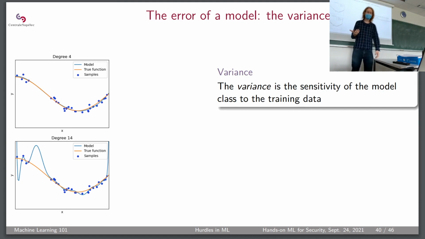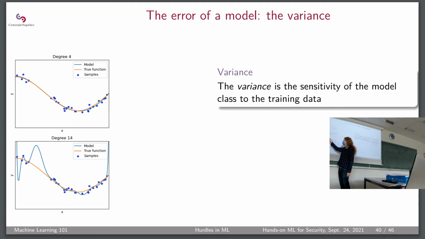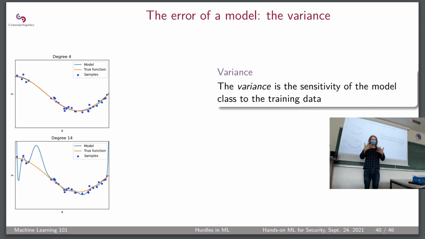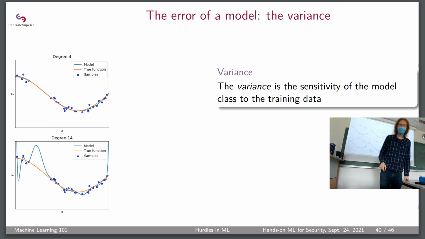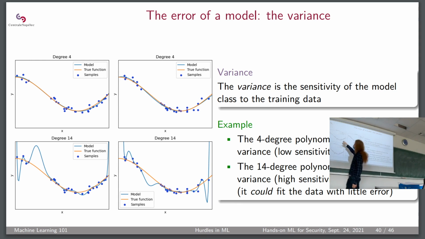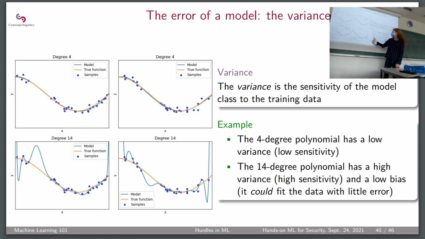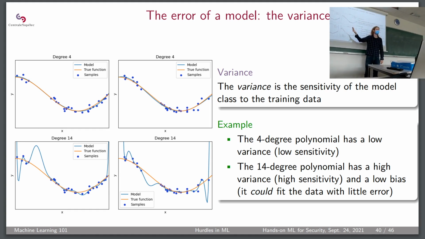Then the second one, the variance. Variance is the sensitivity of the model to the training data. So here you have a 4th degree polynomial. Here you have a 14th degree polynomial. If I get some new data, we find that the 4th degree polynomial changes a little bit, but not so much. The blue curve is almost the same. However, in this case, for the 14th degree polynomial, the curve did change a lot between the two of them. So the top one has a low sensitivity, so it has a low variance, but the bottom one has a high sensitivity, so it has a high variance.